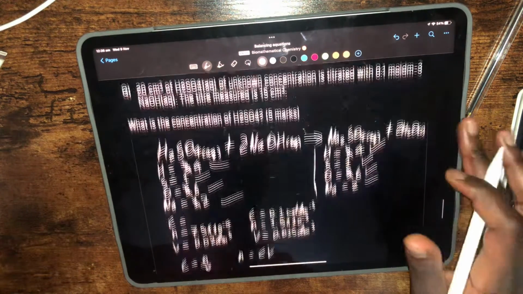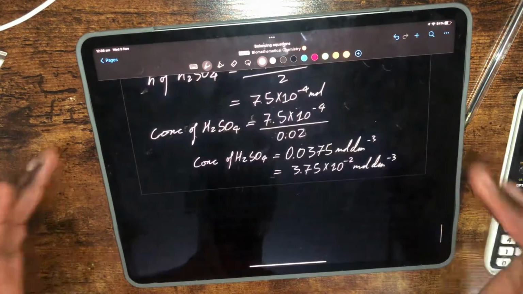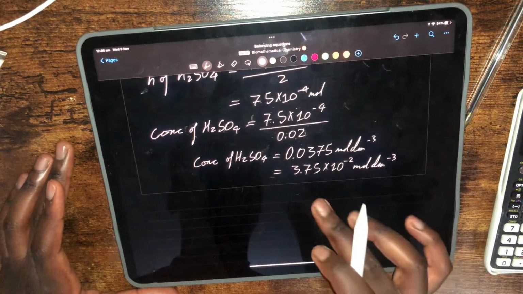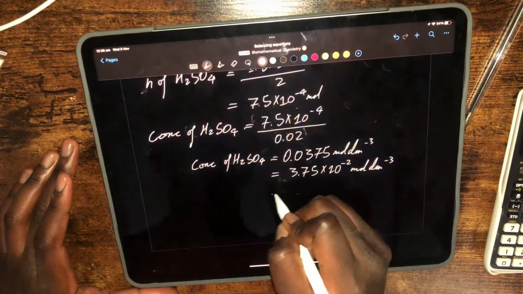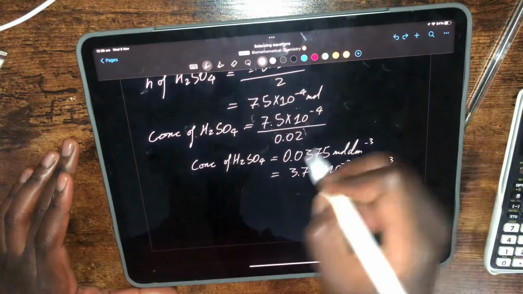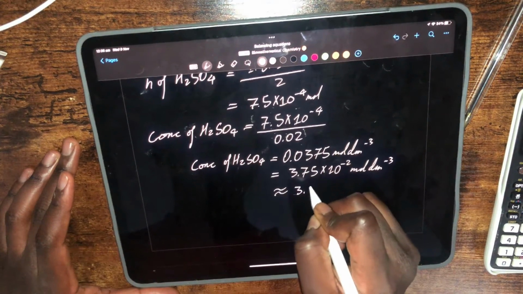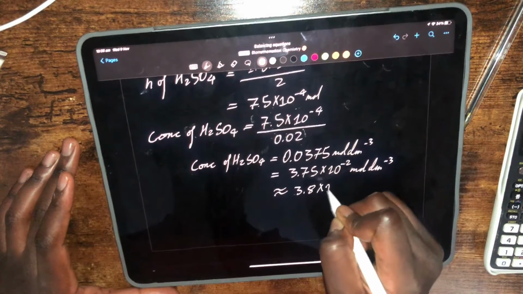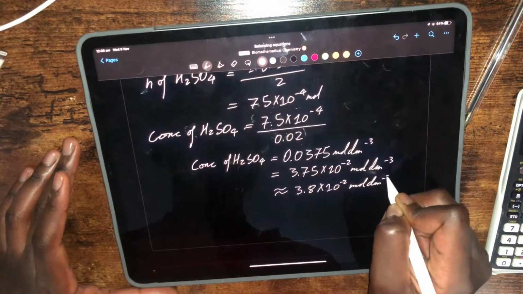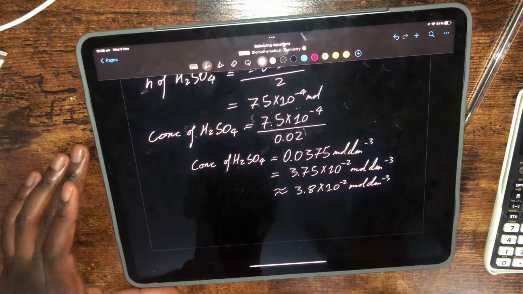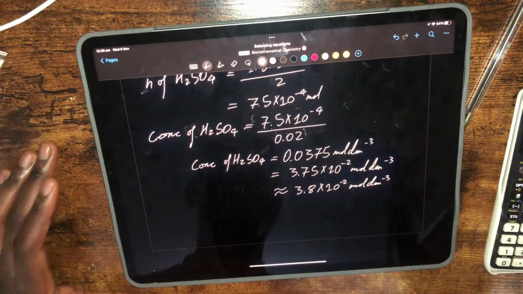I'm not going to go down to 0.10. Let's just use what they have here, and it'll be 0.38, or 3.8 times 10 to the power of minus 2 moles per dm cubed. In chemistry or in other sciences, you don't actually have to write three significant figures anymore in brackets. You can just leave it at that.